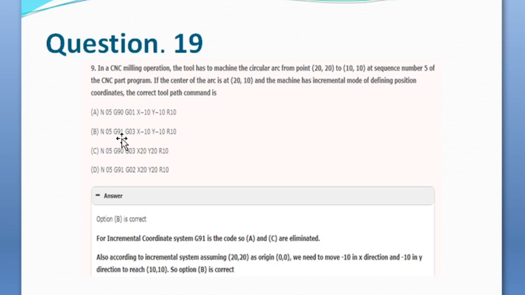G91 is used for incremental mode. This one is absolute. Therefore, option A is not correct. Here also G91 is used.